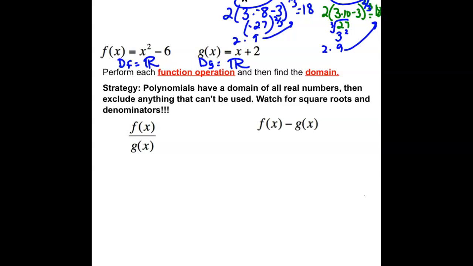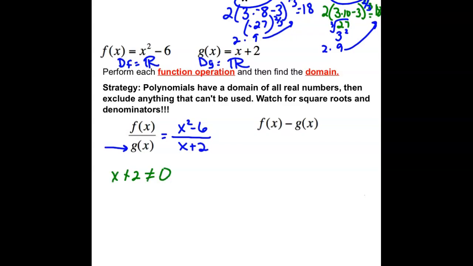When we go to do our division problem, though, we have created a fraction. And so this denominator that we have as g of x, which is x plus 2, and f of x, which was x squared minus 6, we have to worry about that denominator being 0. So we want to make sure x plus 2 never equals 0. That means x, if we subtract 2 over, can never equal a negative 2.